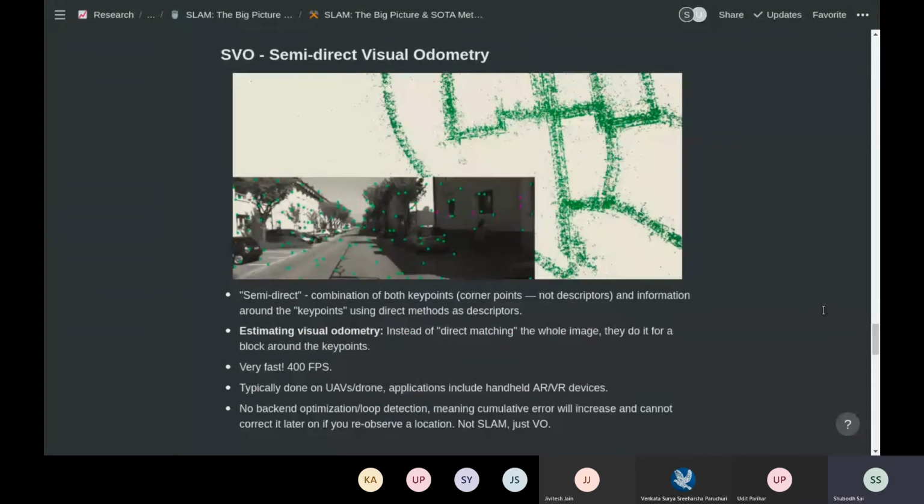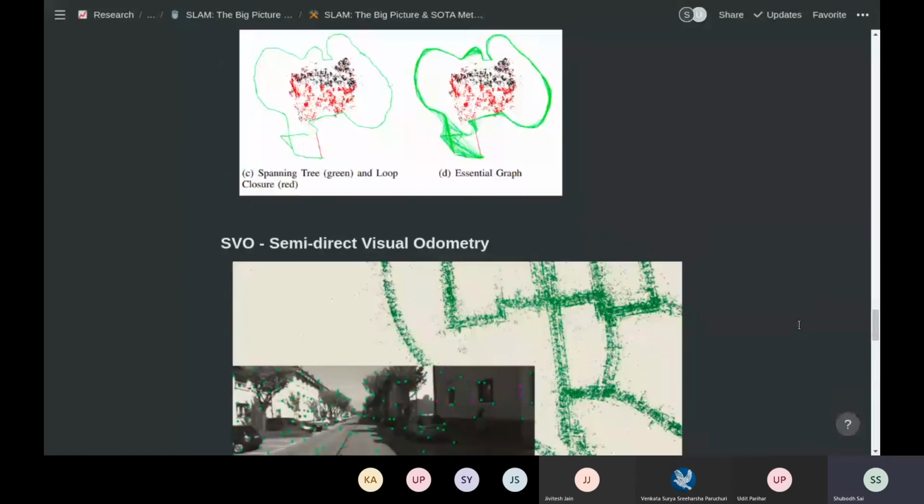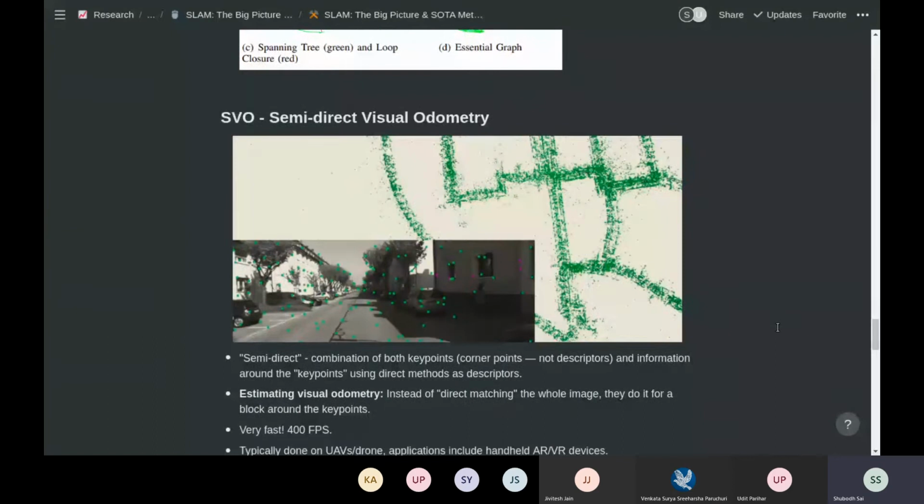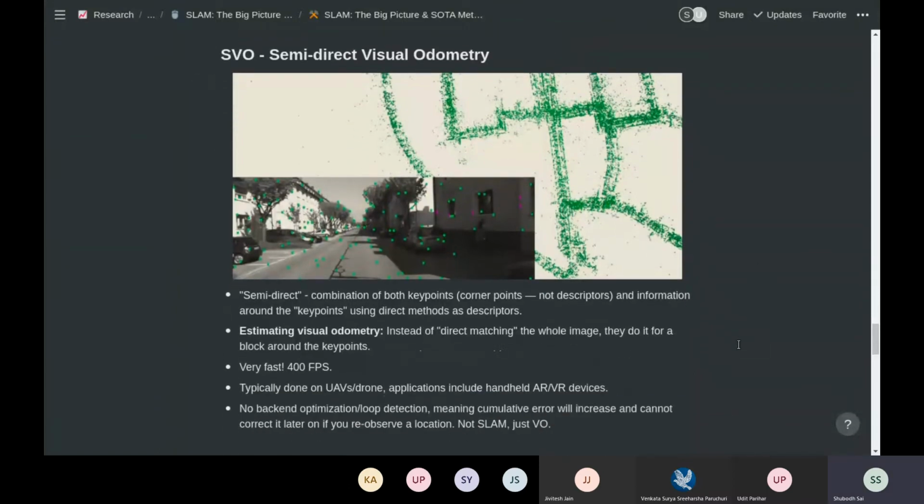So far, in both MonoSLAM and ORB-SLAM, we have seen sparse feature tracking. Yesterday we saw there are two methods of doing visual odometry: first, feature point based methods, and second, direct methods, where you consider the whole image. The previous two methods are purely feature point based, but there are also dense methods. There are lots of other dense methods, some very impactful in the SLAM community. I'll be covering SVO for today.